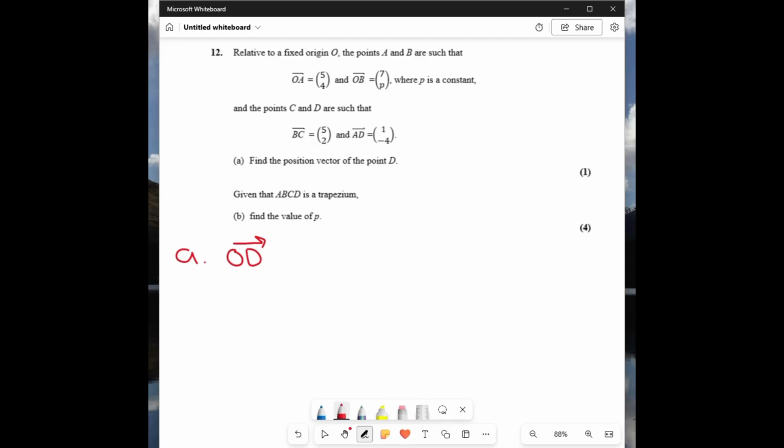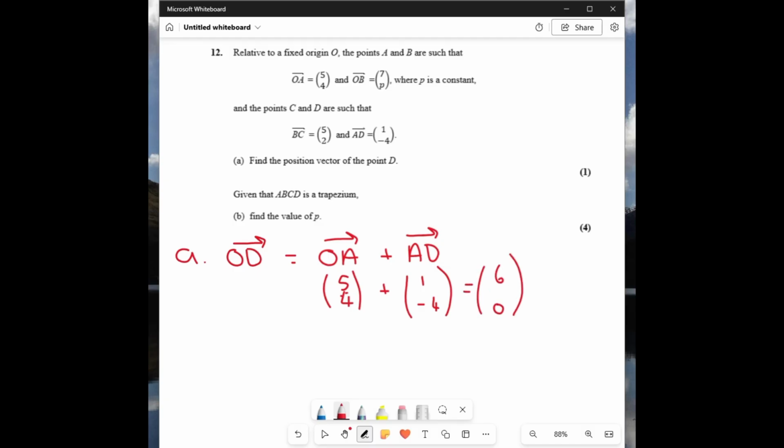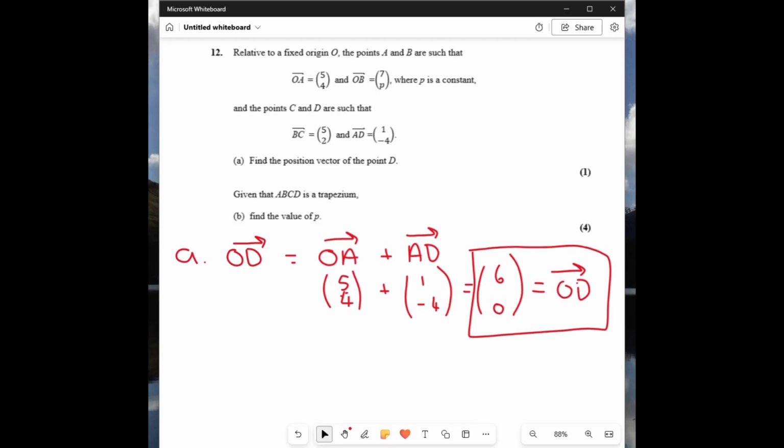So to find OD, we can do OA plus AD. That will get us what OD is. OA is (5, 4) and AD is (1, -4). So that will get us (6, 0). So that's the position vector OD. That's the first part of the question. Position vector just means where you are in relation to the fixed point, which is the origin.